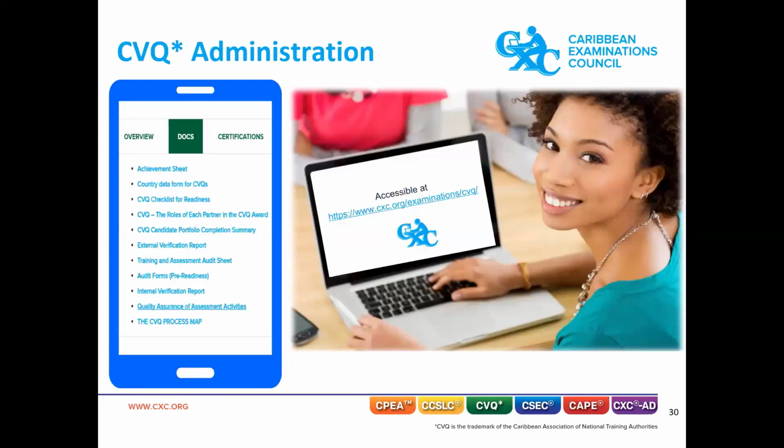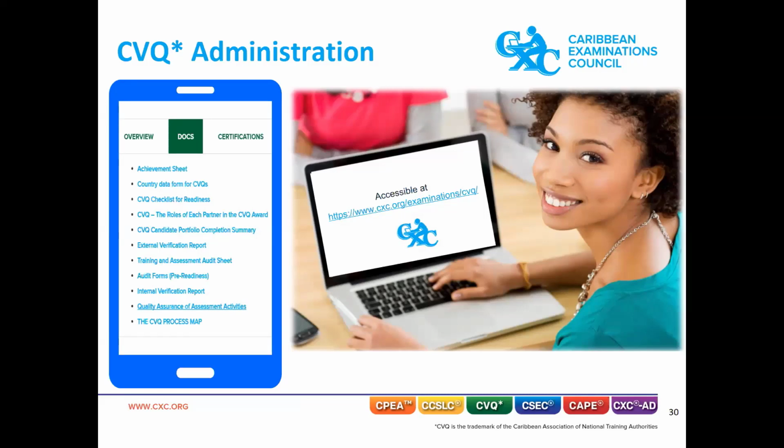If you want to know more about CVQ, you can access the information at www.cxc.org. You can get information about the handbook and about even the information that is used by the external verifiers and the training and assessment audit sheet. There you will find even the candidate checklist, and you can use it. You can look at it too. Use it as a resource. Yes, and conduct your own audit of self. You can do that. All of it is there.